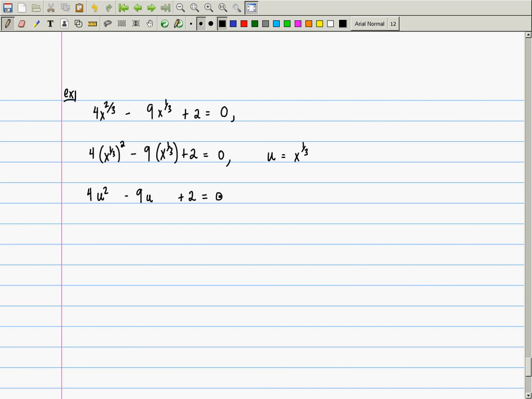So the equation I gave you was in terms of x, and it was not a quadratic, because it was not a polynomial of degree 2. However, with this convenient observation, we have turned it into a polynomial in u of degree 2. So this is a quadratic in u. So then, now what?